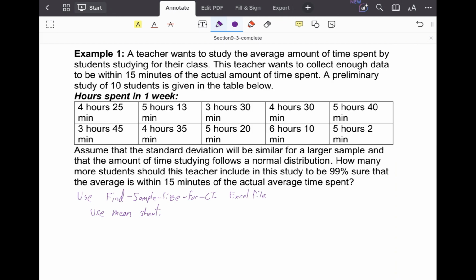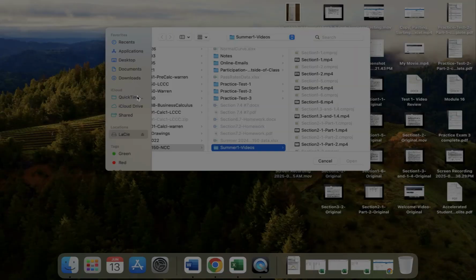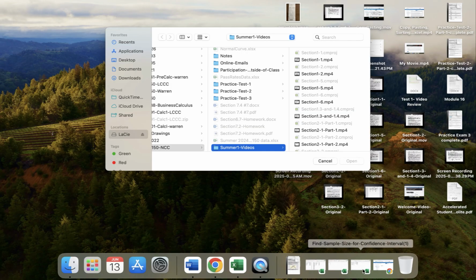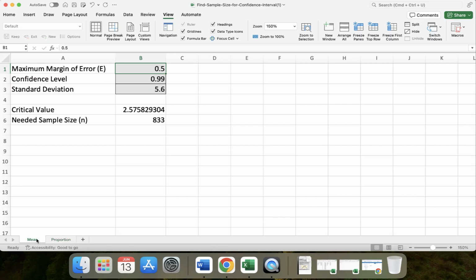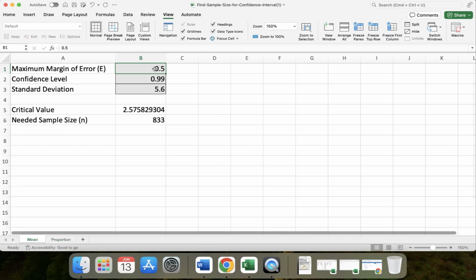Okay, I'm going to let it guide me to open up that file, this one here, and I'm on the proportion sheet, so I have to switch to the mean sheet, the first one. And there's three different things that I need to find, which I'm going to write down. The margin of error, the confidence level, and the standard deviation. Those three things.